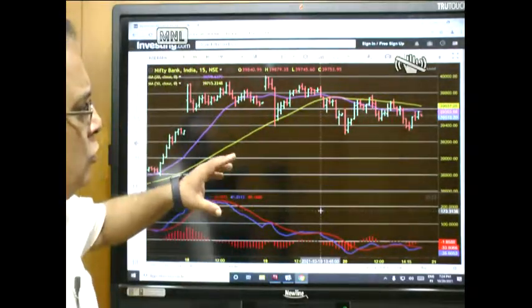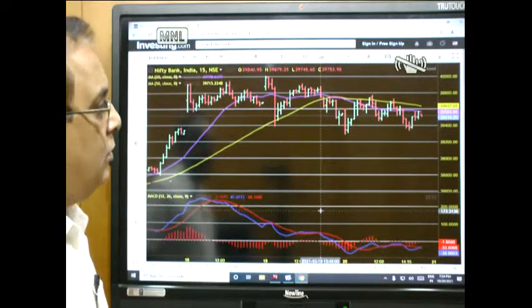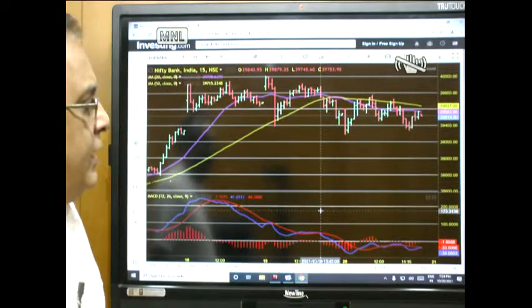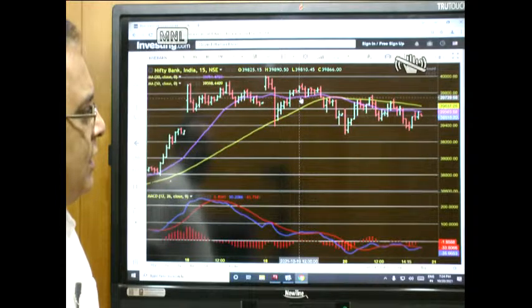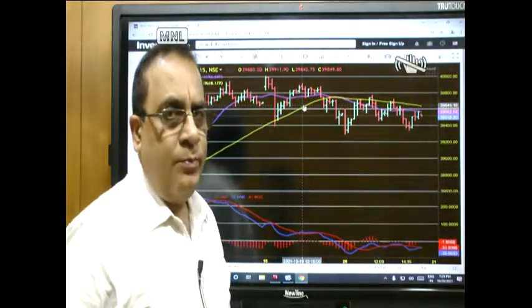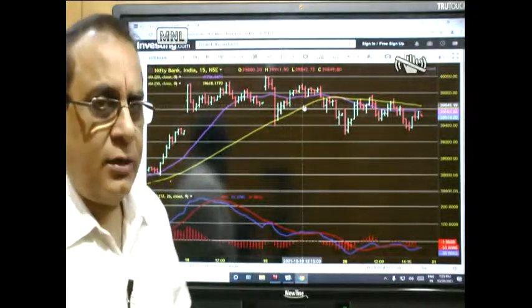We have drawn two moving averages. One is the 20-period moving average, the magenta line, and the yellow line is the 50-period moving average on a 15-minute chart.